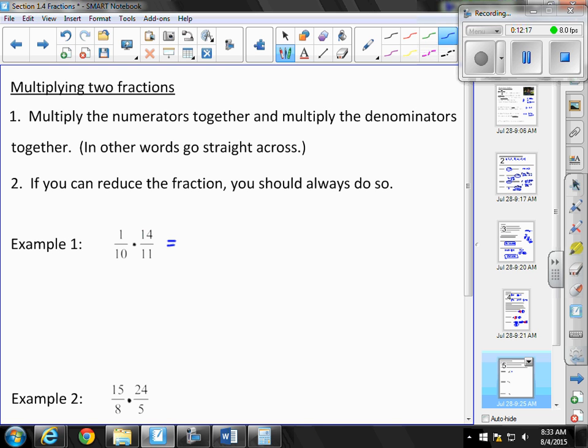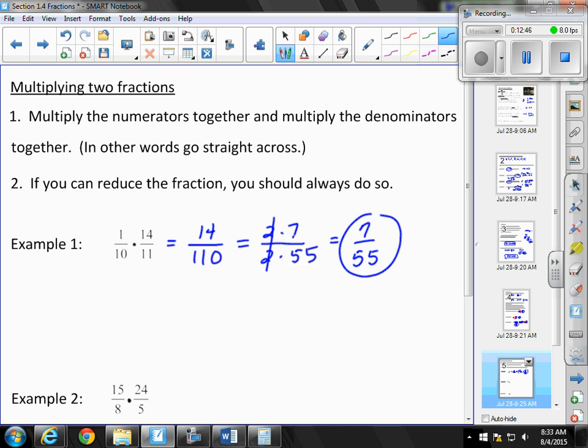In example number 1, I'm going to multiply my numerators. 1 times 14 is 14. 10 times 11 is 110. And then I need to reduce. 14 is 2 times 7. 110 is 2 times 55. I can cancel out those common factors of 2. 7 is prime, and it does not have anything in common with 55. So I know I've got my fraction in lowest terms.